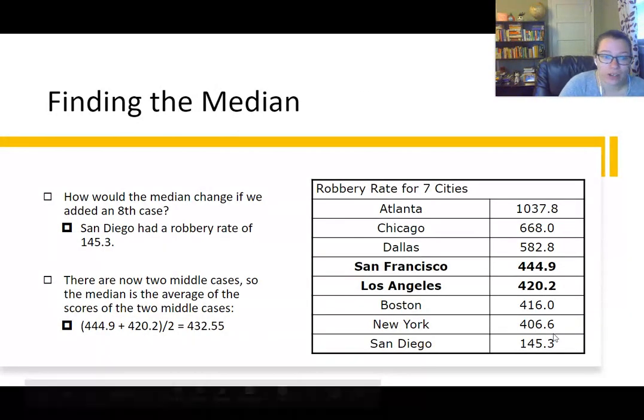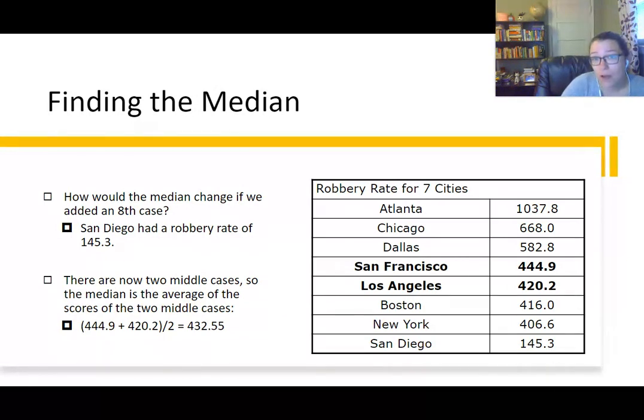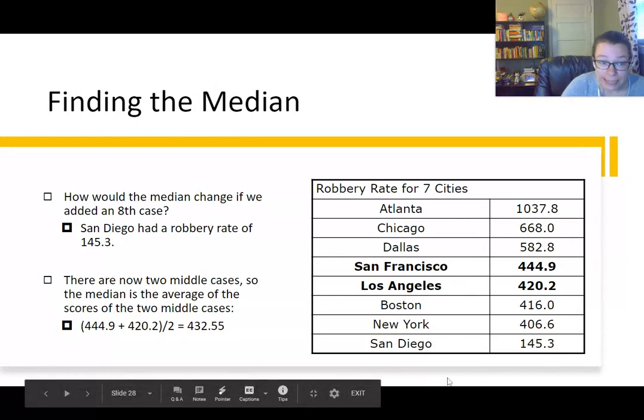Now, how would this change if we added an 8th case? So I'm going to add in San Diego with a robbery rate of 145.3. Drastically lower than the others, and it is going to make it so that I now have an n of 8, which means that I am no longer just able to find the middle case super easy.